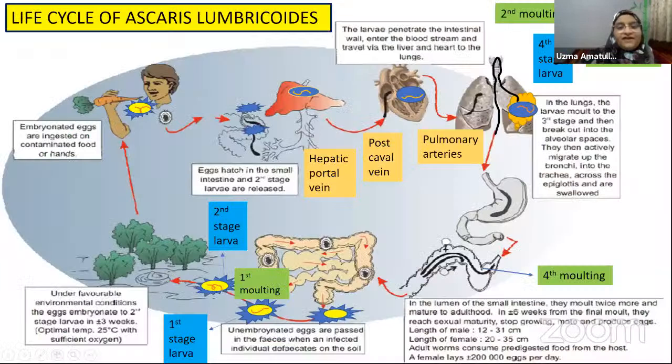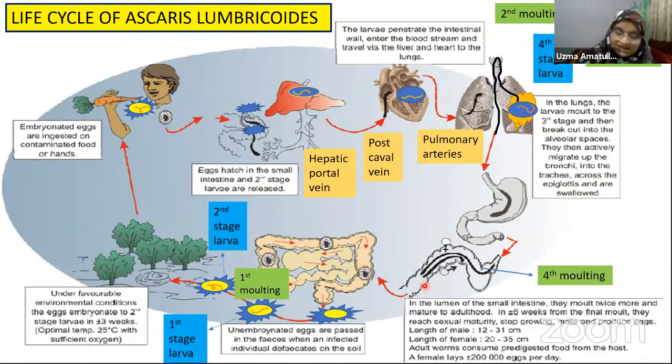Now, the life cycle of Ascaris lumbricoides. Here, this worm lives in the small intestine of man. Here is the small intestine, with the male worm and the female worm. Now, they copulate, meaning sexual intercourse, and the female lays eggs. Female will lay about 2 lakh eggs. And these eggs are mammillated eggs. Why? Because they have a rippled surface.